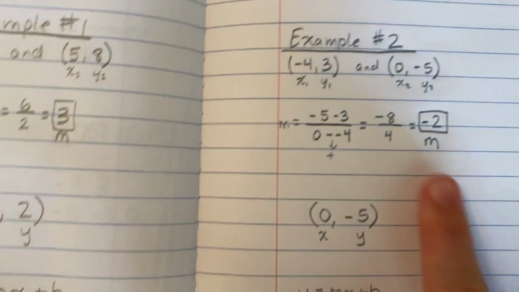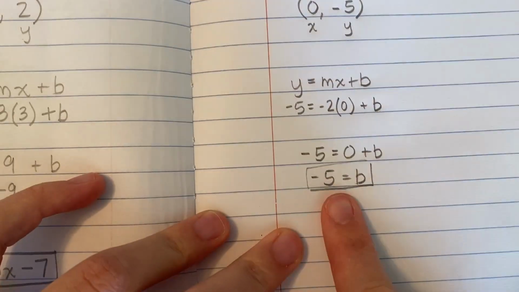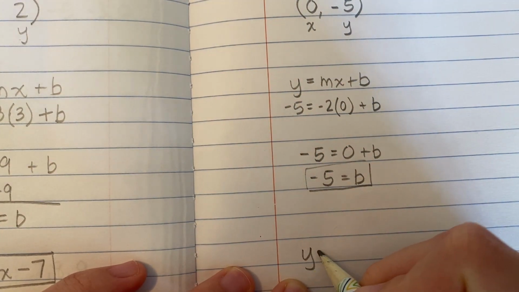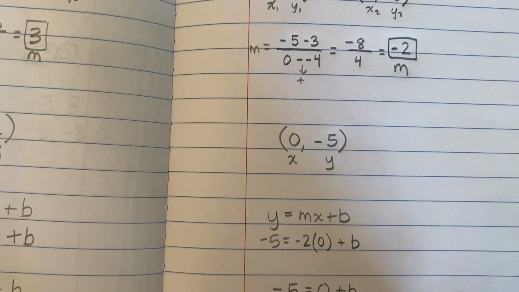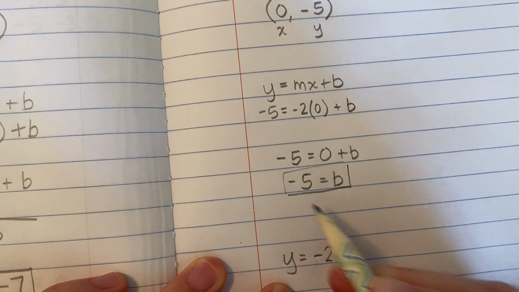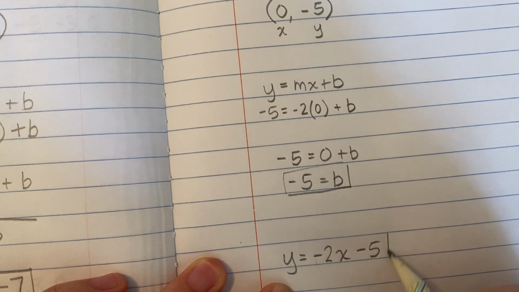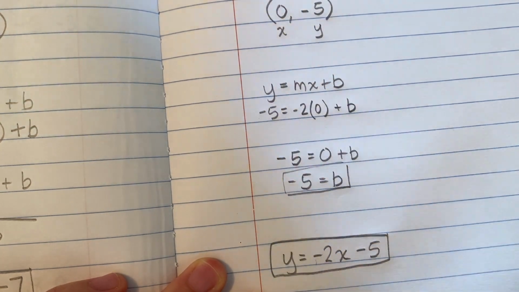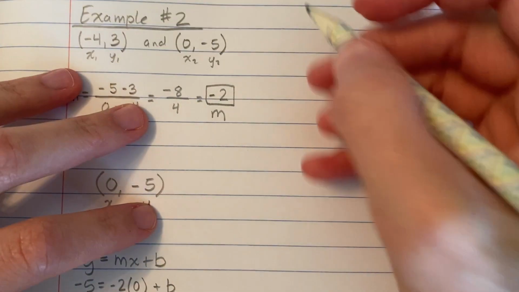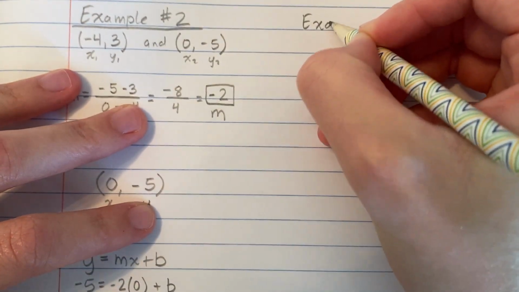So I now have my m, and I have my b, which means I am ready to write y equals mx plus b. And I'm done. Okay, now I'm going to show you one more. Thank you for sticking with me, because there's one more situation that you might encounter.